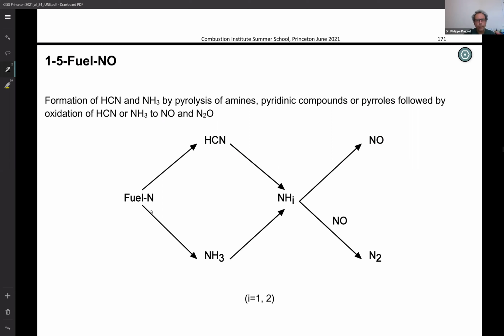And then there are two channels from the fuel nitrogen. It can produce intermediately HCN or ammonia, and both will produce NH2. And this can react with NO to form nitrogen. This is a reduction reaction. Or it can be oxidized and produce NO. This reaction mechanism can occur at relatively low temperature compared to the Zeldovich mechanism.